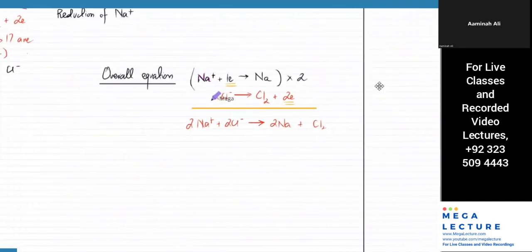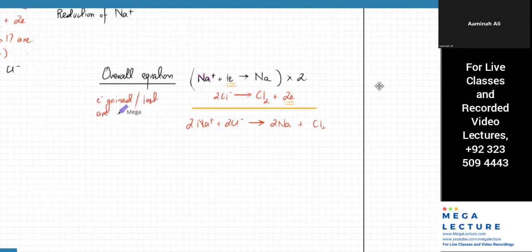So in the overall equation, just make sure that the electrons gained and lost are equal. And remember, this will only happen if you have aqueous or molten ions. We're doing molten, not solid state.